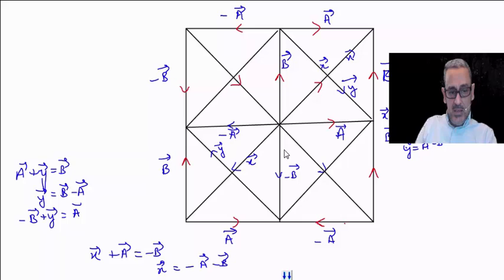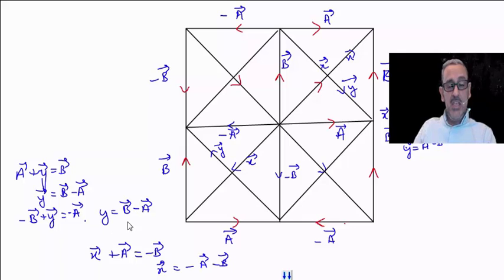Similarly here, minus b plus y is equal to minus a, means y is equal to b minus a. So all these diagonals I can easily find by using this triangle law: two vectors in the same direction, the third in opposite gives me the resultant. So this comes out to a minus b, because this plus this is equal to this. This is b minus a.